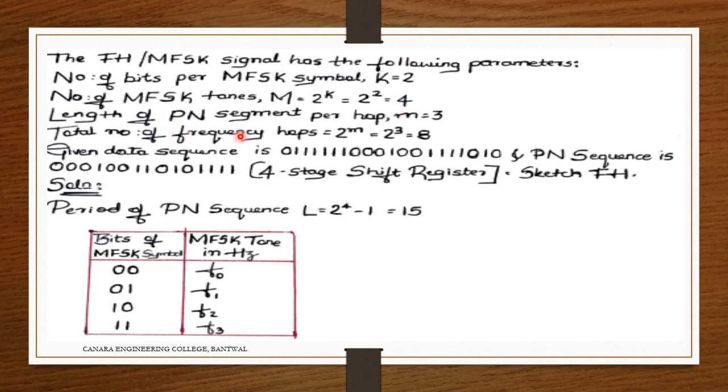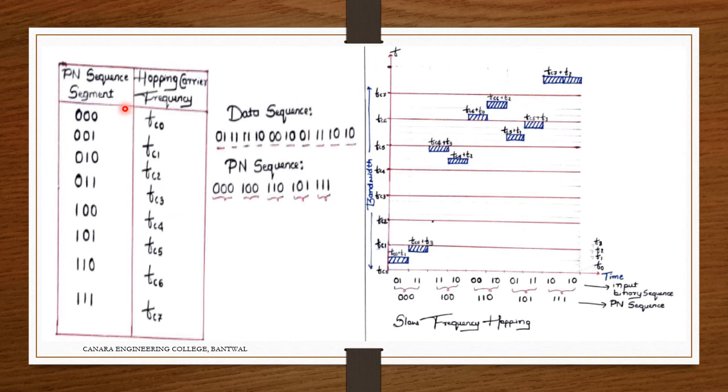Next, the length of the PN segment per hop is 3 and the total number of frequency hops is 8. You can see it here. So the number of segments is 3, and I'm coding it: 000, 001, 010, 011, 100, 101, 110, 111. So the total number of hops is FC0, FC1, FC2, FC3, FC4, FC5, FC6, FC7. So a total of 8 hops here.